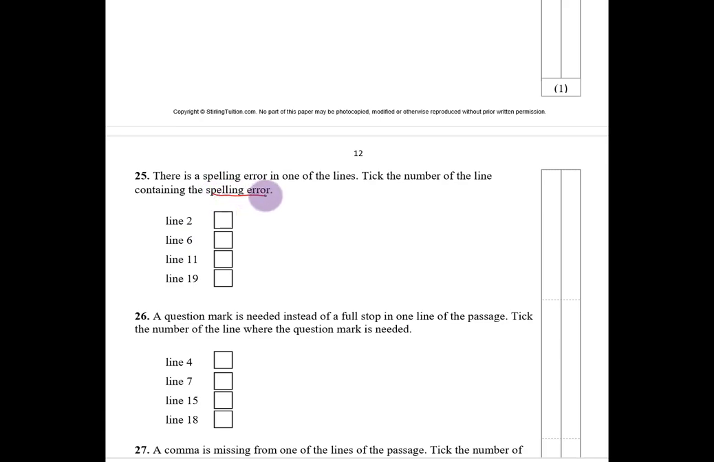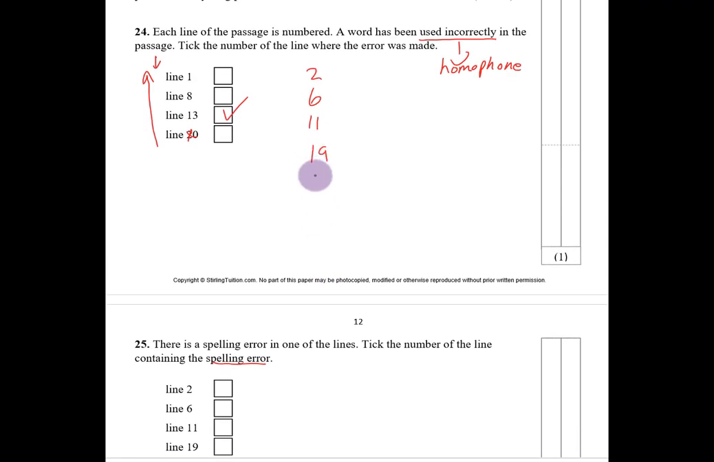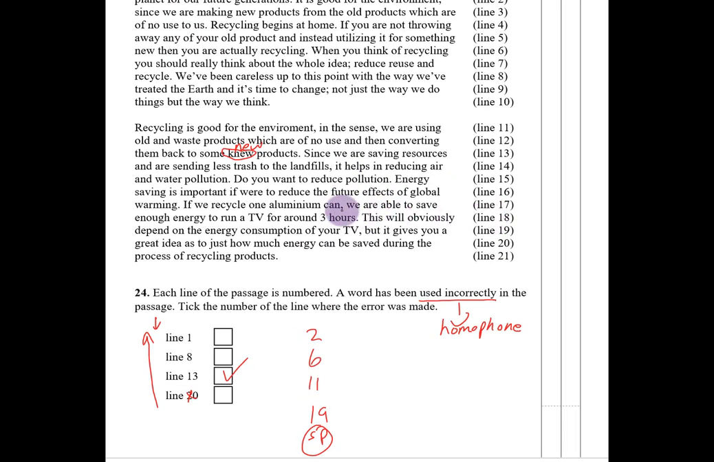So I'm looking for a spelling error, and it's 2, 6, 11, 19. I'm going to write that up here: 2, 6, 11, and 19. And then I'm going to put SP for spelling. Again, I'm going to start from the bottom and work my way up. So I'm just going to start at 19.